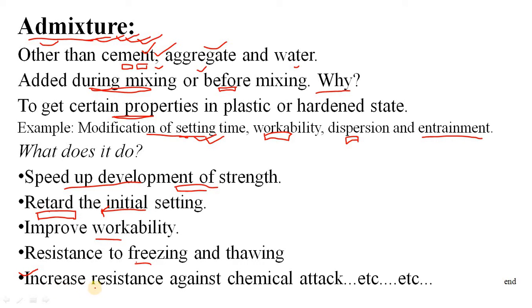So here what will happen? Suppose you are constructing something in a coastal area or in an area where there is a lot of chemical within the environment, and you have to protect your concrete from those chemical attacks. So for those cases you have to use a certain type of admixture, okay. So now we will discuss one by one every type of admixture.